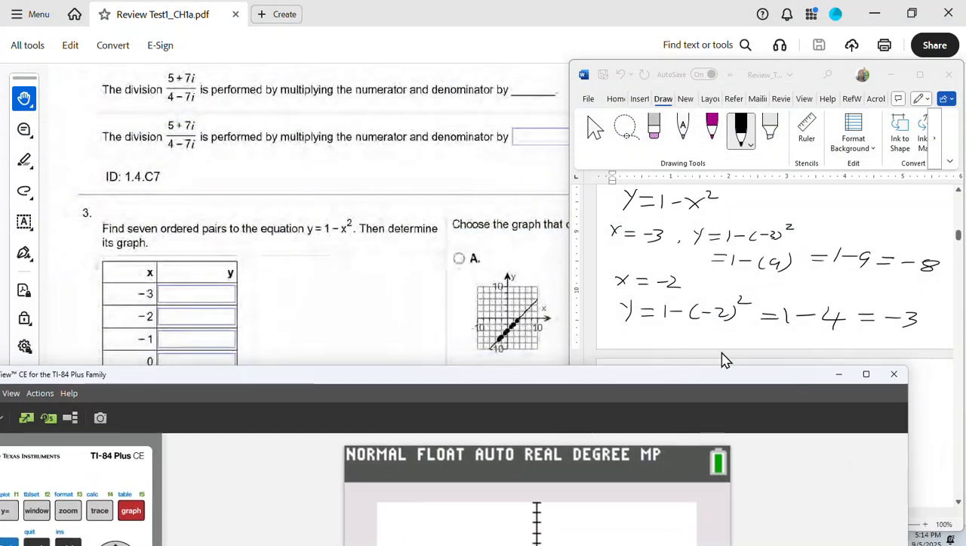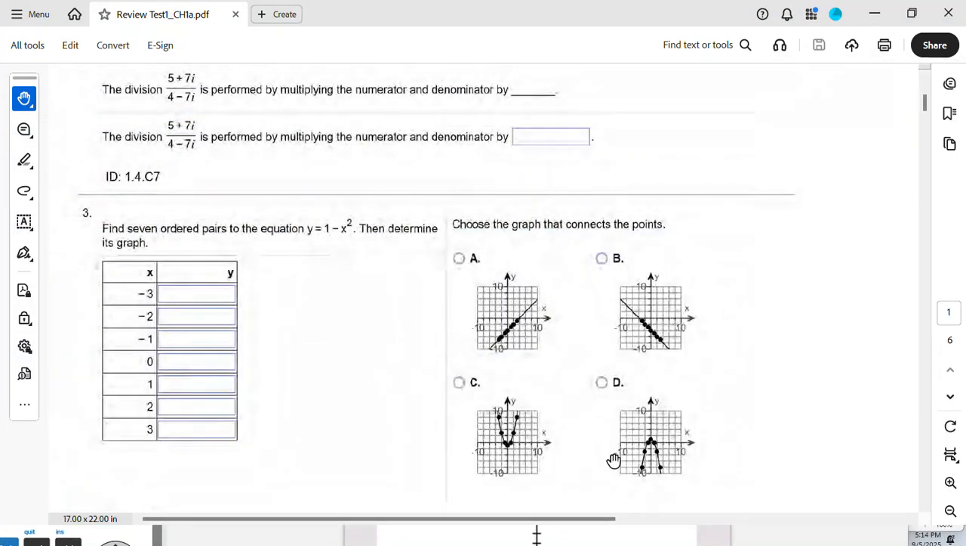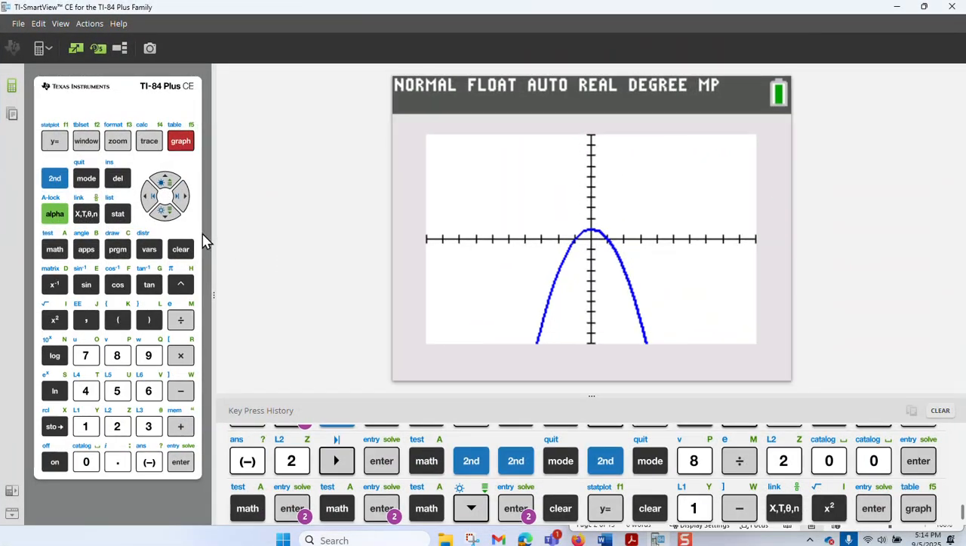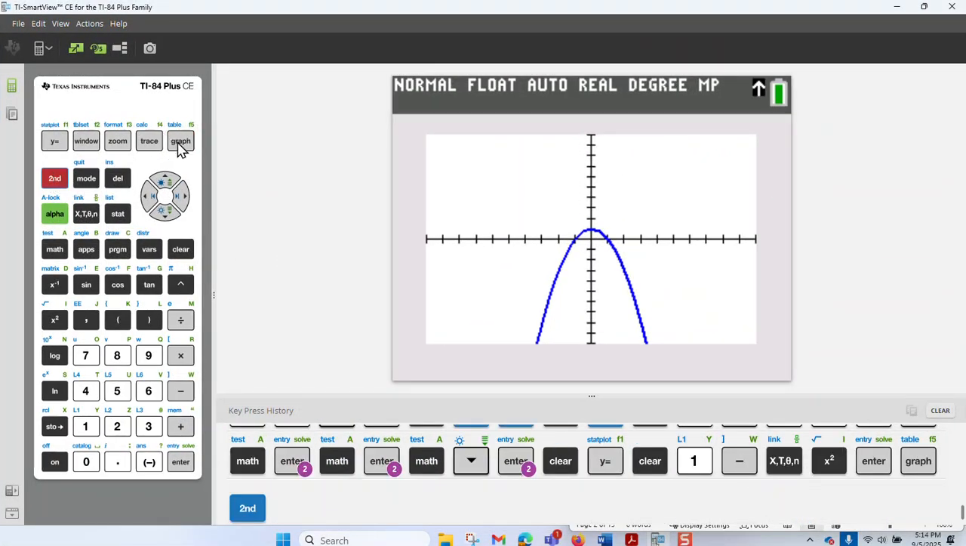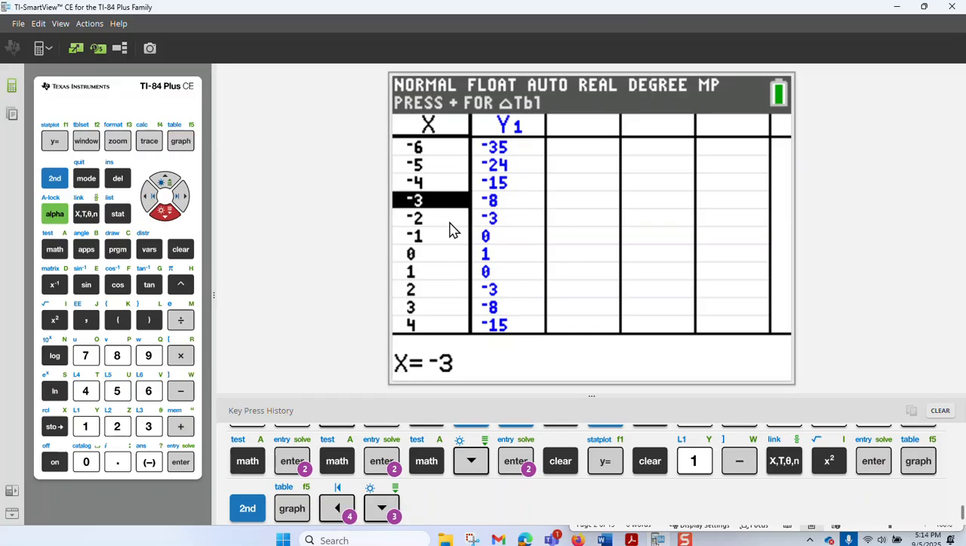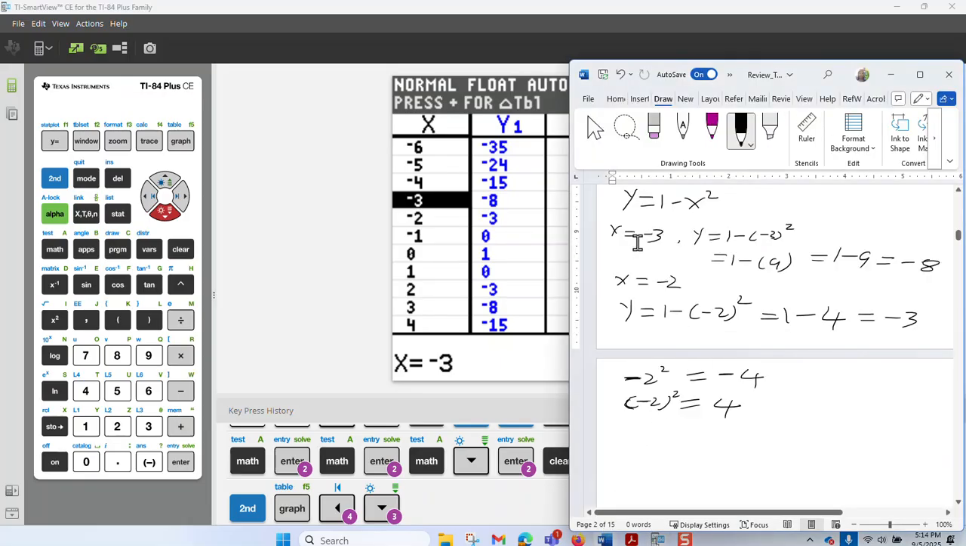It's facing down because the coefficient of the x square is negative. Okay, and you can go to the second graph, which is the table. All right, so we just calculate x equal to negative 3, right? So we got negative 8. When x equal to negative 3, we have y equal to negative 8. We have x equal to negative 2, right? And y is equal to negative 3, so that is right here.